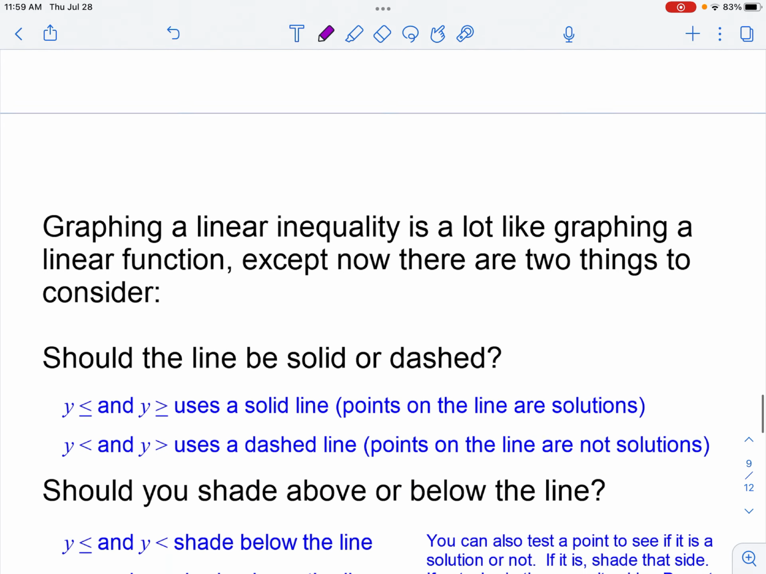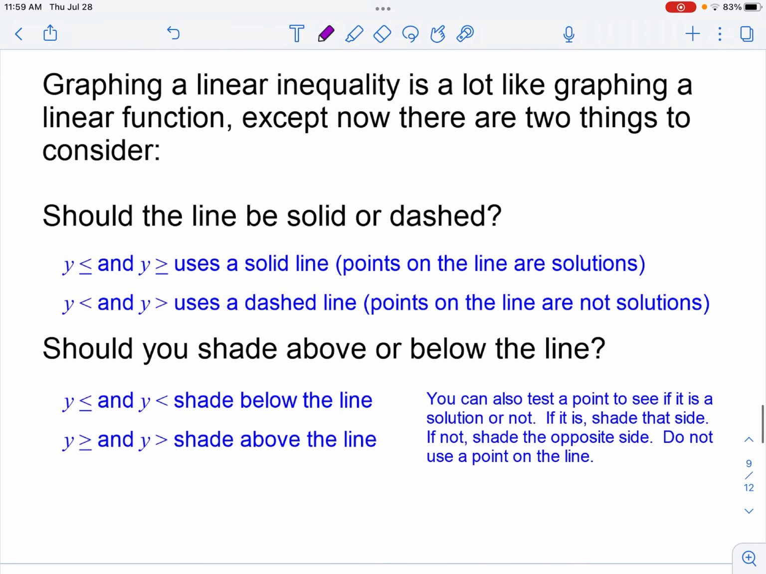All right, now let's talk about inequalities. So how is graphing a linear inequality different? Well, we still graph the linear function, but now there are two things to consider. We've got to decide, should the line be solid or dashed? And that's if we see equal to, we use a solid line, just like closed circles with inequalities. Okay, and that means the points on the line are actual solution points.